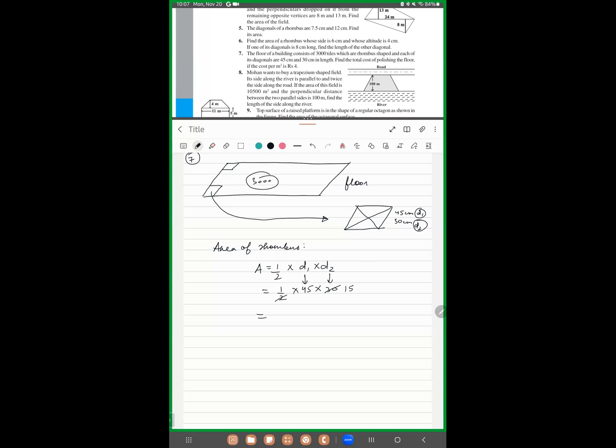15 is going to end with 5. It's going to be 675 centimeter square, the area of one tile. Area of one tile is 675 centimeters square.